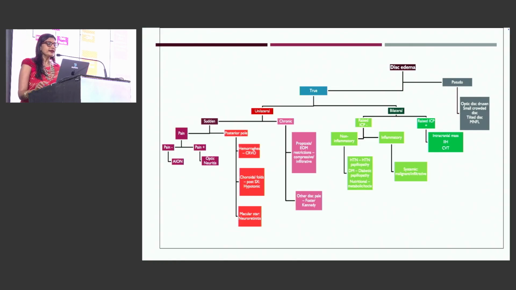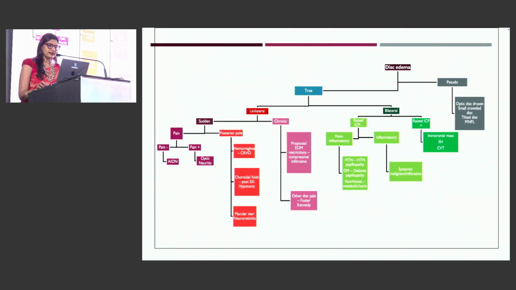If it is chronic, is there any EOM restriction or proptosis? Is the other disc pale? Are you looking at a Foster Kennedy? When it is bilateral, whether there is raised ICP or not raised ICP, and then you can figure out the rest using this flow chart.